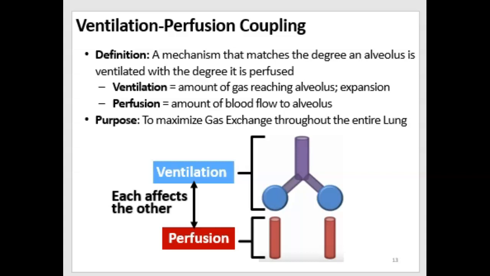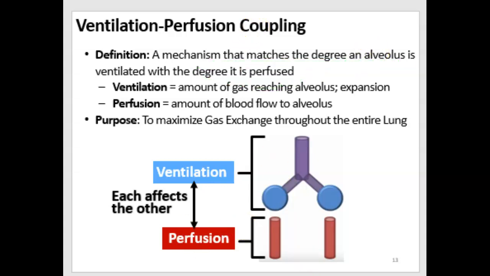Okay, the last factor that contributes to the degree of gas exchange that can happen in a particular area of the lung is due to a mechanism called ventilation perfusion coupling. This is a mechanism that matches the degree that an alveolus is ventilated, getting air, with the degree that it's perfused, how much blood it receives. So how much an alveolus is expanded is matched to how much blood flow it receives.